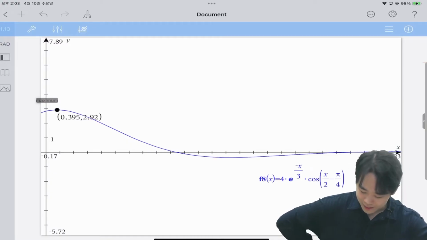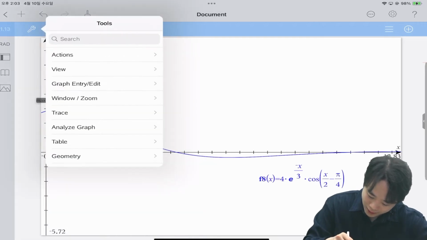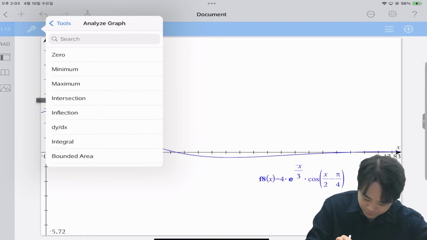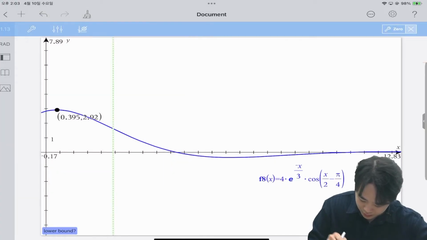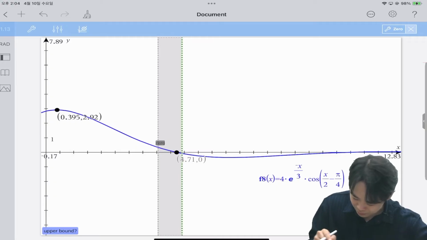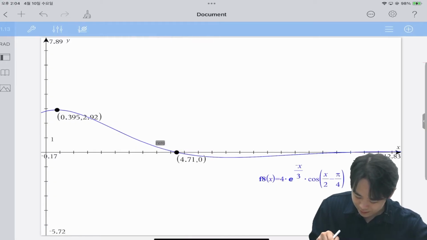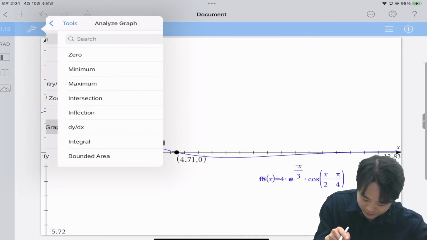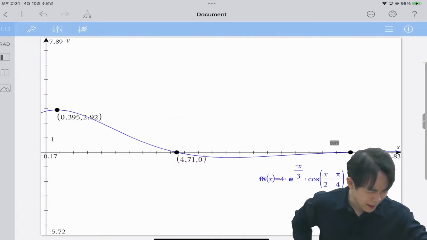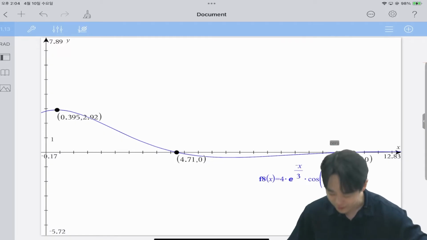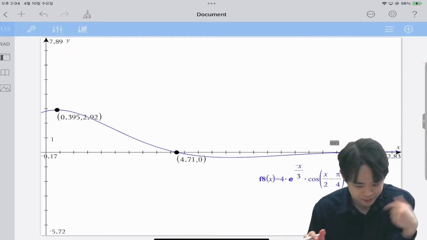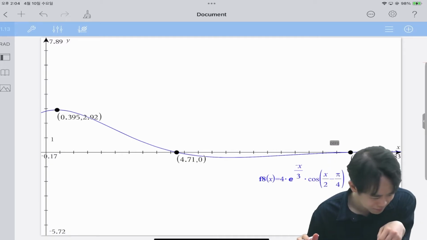Okay. Next, I want to look for the x-intercept. So graph, analyze graph, find the zero between here and here, right? So we know that at roughly exactly 11 seconds, the velocity is going to be 0, so it's going to be momentarily at rest, right?